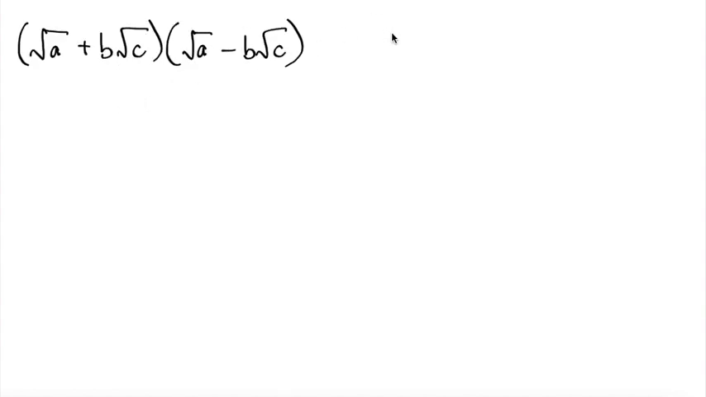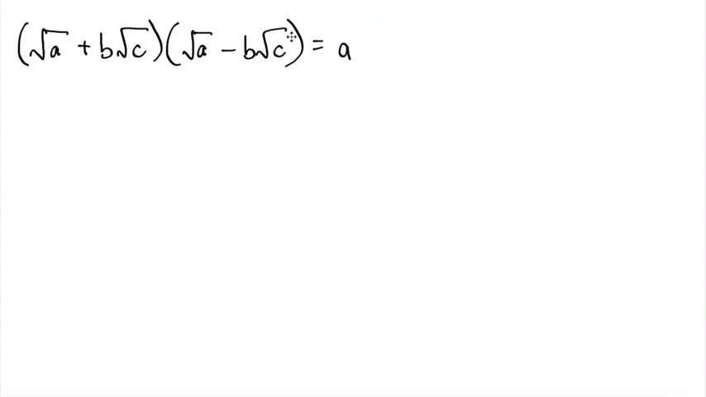And in the last example, if we have root a plus b root c times root a minus b root c, we're going to have root a times root a, which is going to be a. Then if we FOIL these out, we know that those two middle terms are going to cancel each other out, but we're just going to go through that just in case you need that clarification.